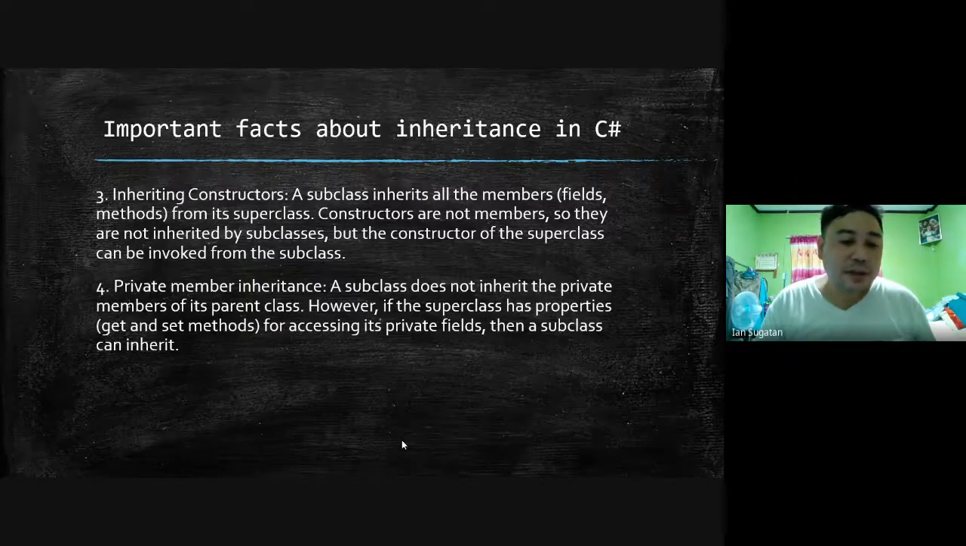Number 4 is private member inheritance, and the private members are the ones which are not found in the default inheritance, but they still affect your subclasses.